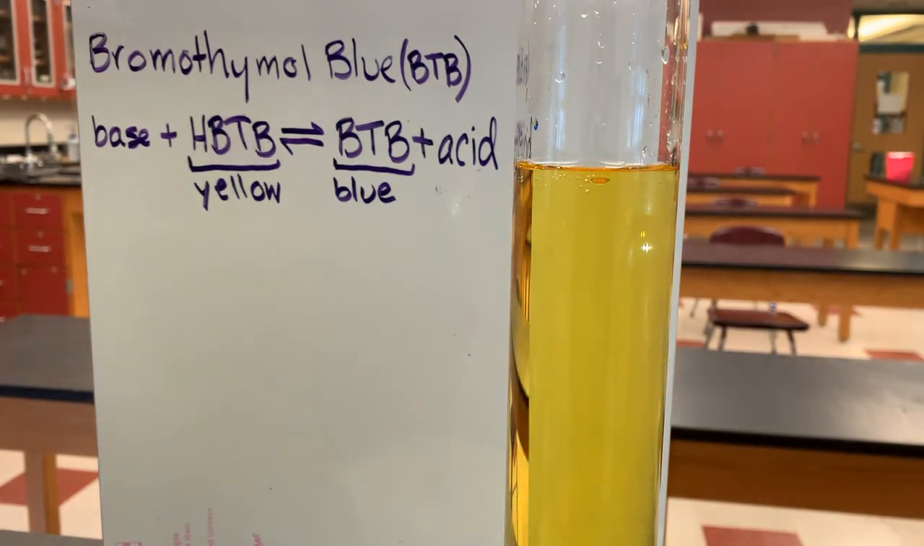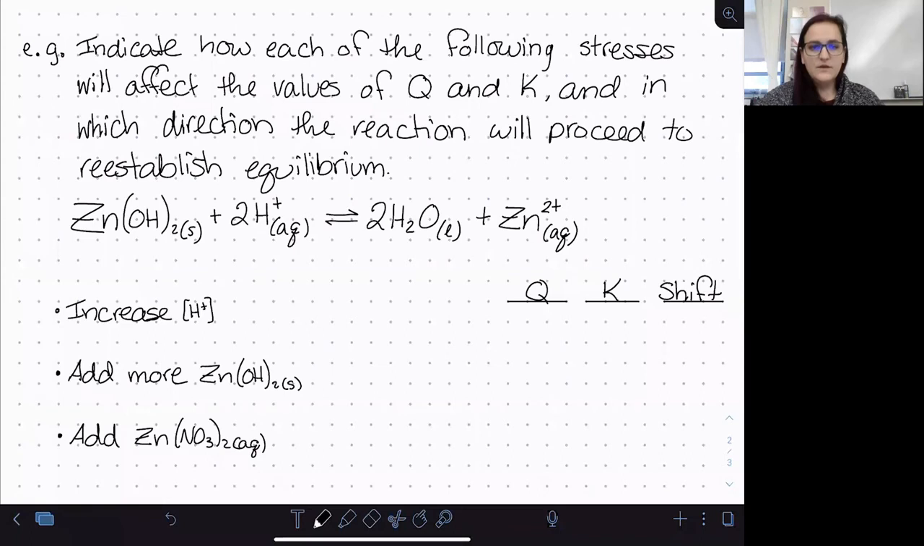And whatever I do to my system, it tries to undo by shifting the reaction either left or right to, in this case, take away whatever I have added. So we can apply these same ideas to any reversible reaction. So here we have zinc hydroxide reacting with H+ to form water and zinc ions. So we can consider each of these potential changes and determine which direction our reaction is going to shift by assessing what happens to Q, what happens to K, to determine which is larger.